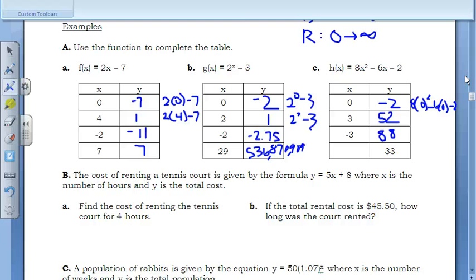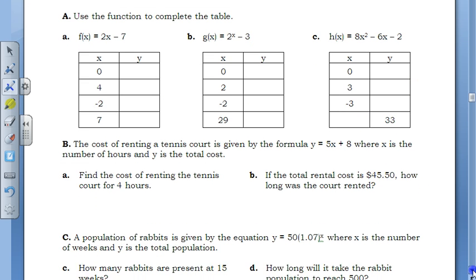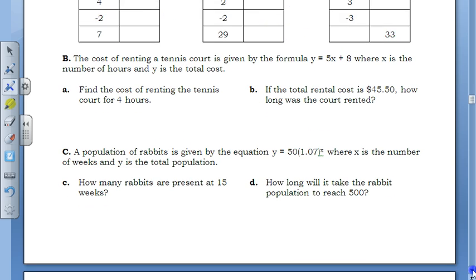So just looking at this, I can see that 3 gave me 52, so 3 was too high. So I'm going to try 2. 2 gave me 18, so 2 was too low. 2.5 works. So I know 2.5 is the answer. Okay, I'm going to try to pick up the pace a little bit on these.